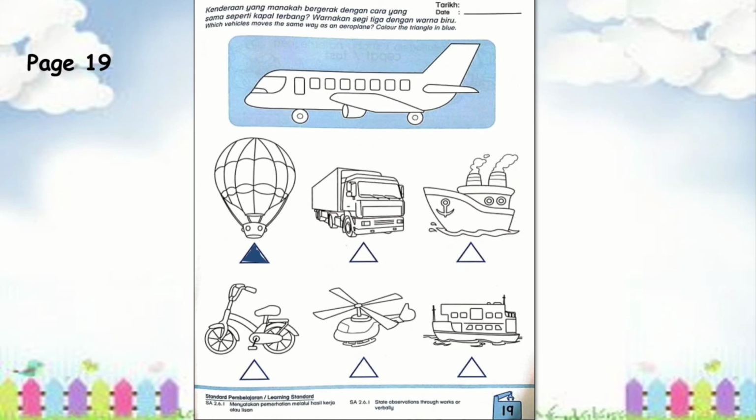So we have 3 more pictures down there. The bicycle, a helicopter and a ferry. So let's find out which vehicles move the same way as an aeroplane and color the triangle in blue. Can you do that, students?